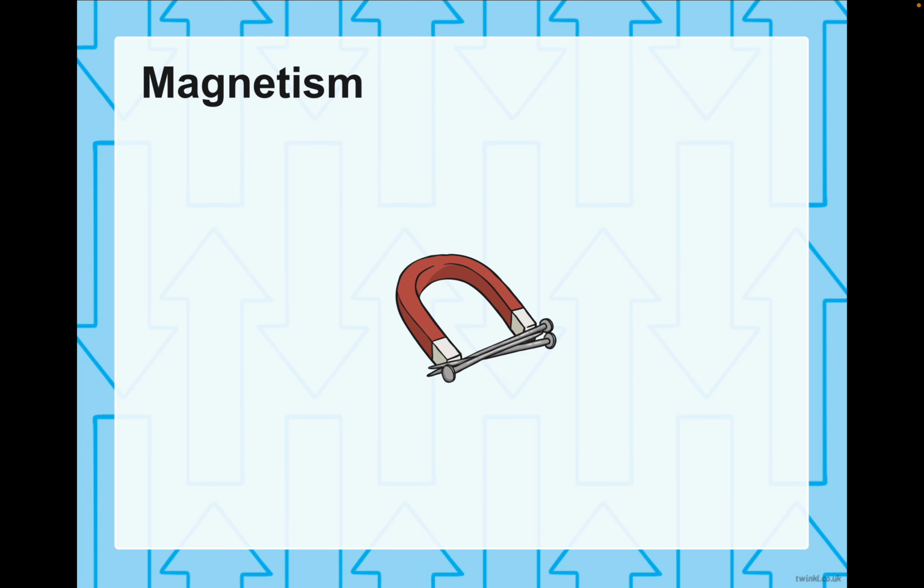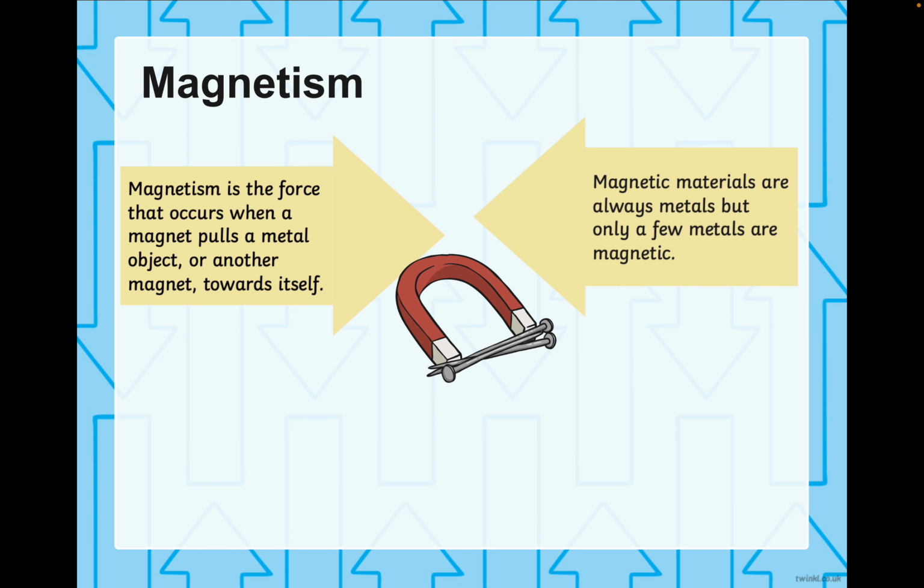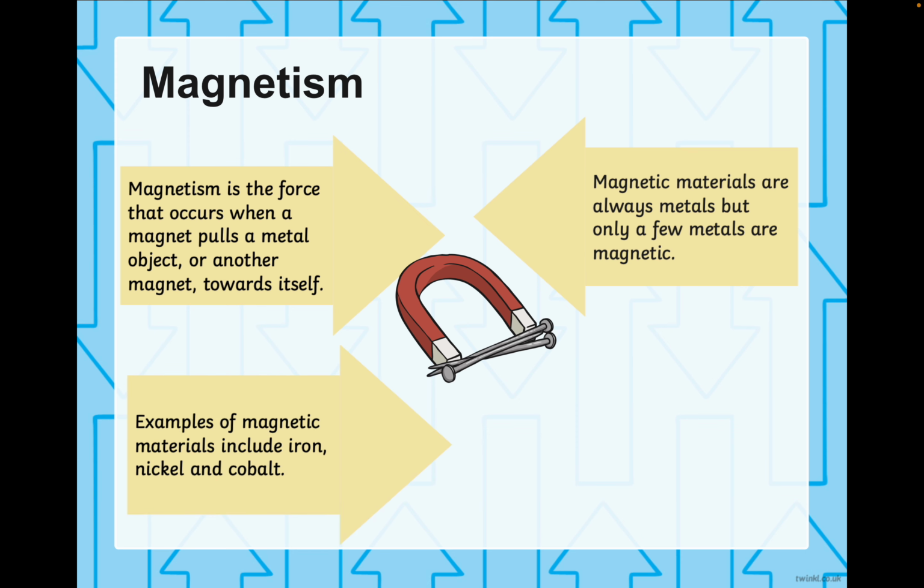Magnetism. Magnetism is the force that occurs when a magnet pulls a metal object or another magnet towards itself. Does anyone play with magnets before? Just a normal magnet. Magnetic materials are always metals, but only a few metals are magnetic. Examples of magnetic materials include iron, nickel, and cobalt.